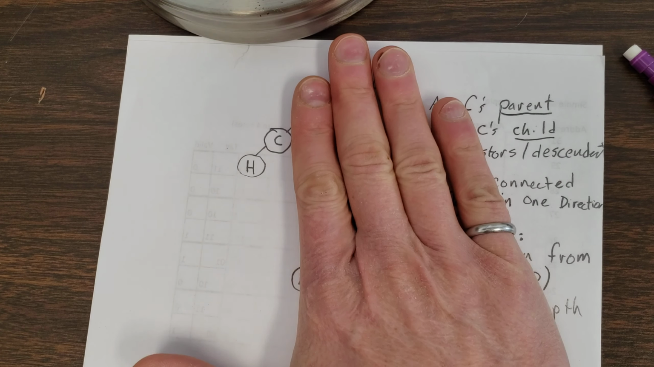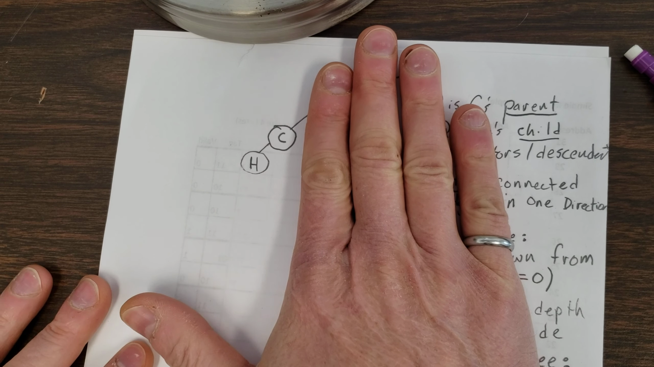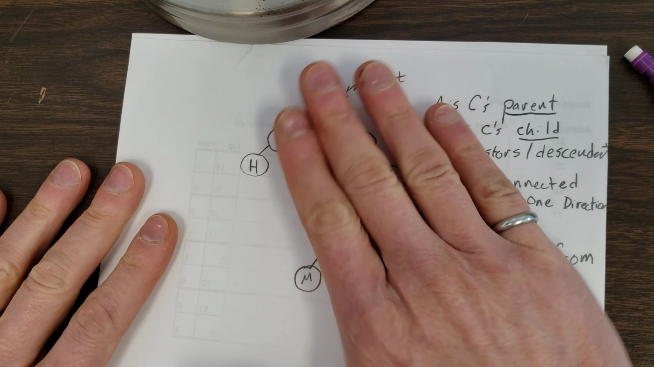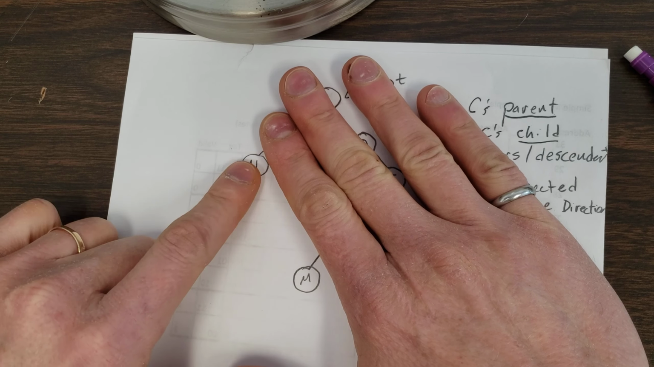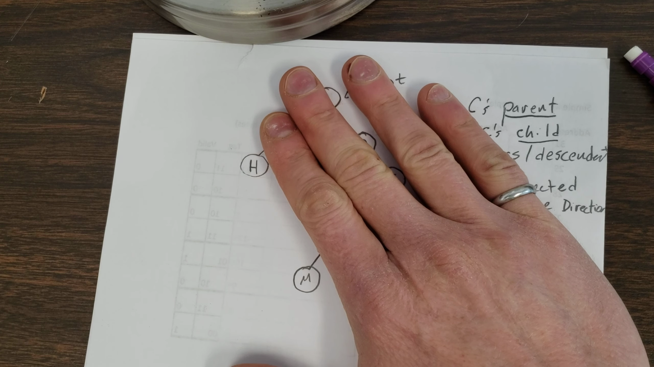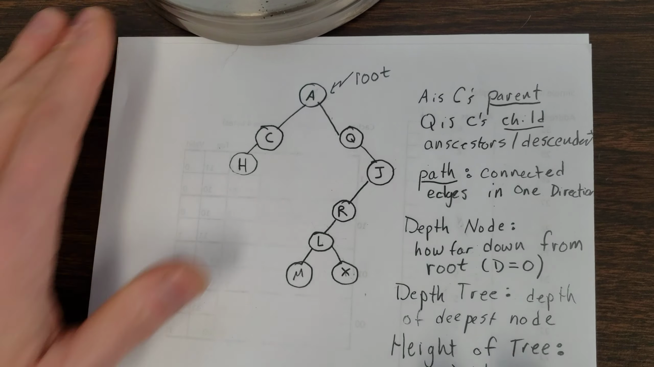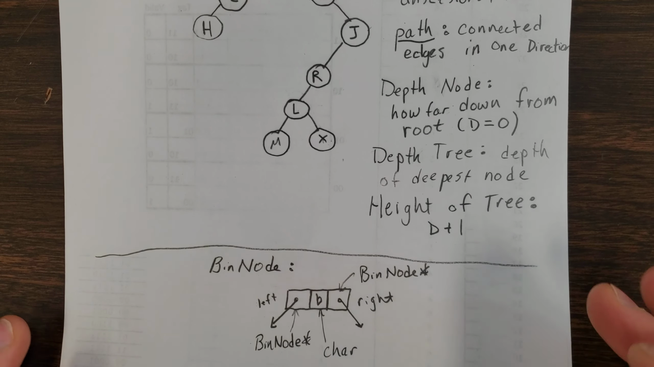Likewise, if I just grab the C, well, that's not a very big tree, but it's technically a tree. Or if I looked at just H, well, H is a tree, it's just not a very interesting one. So this recursive nature is going to be pretty important as we go along.